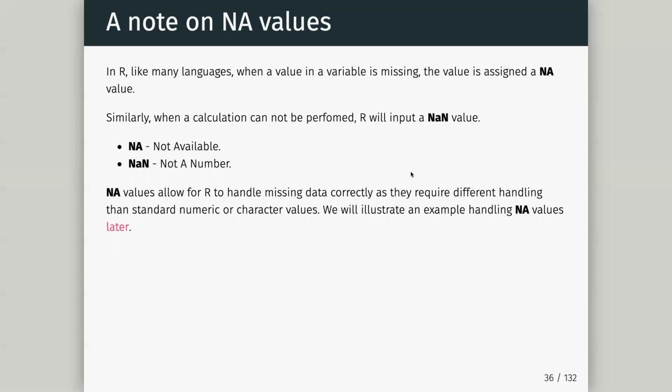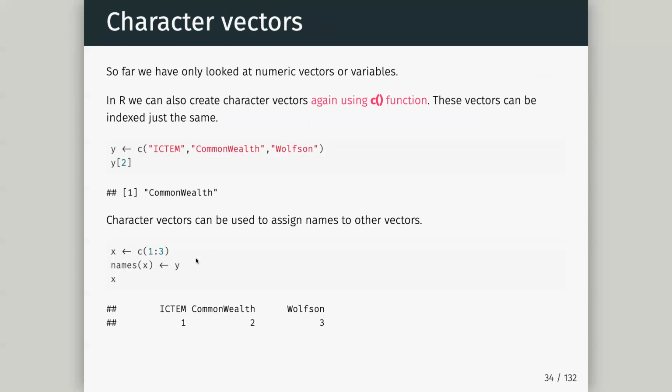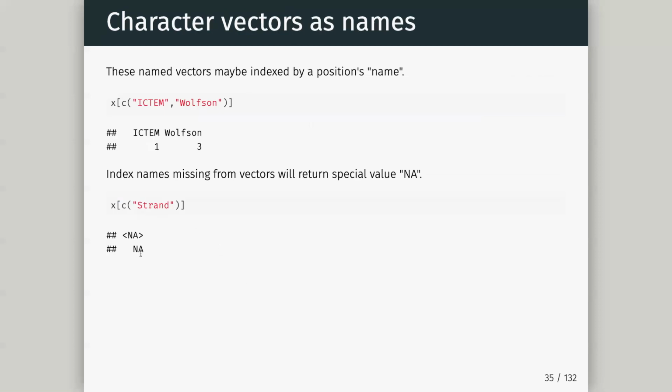So later on in the class, I've got a link here to somewhere, we're going to learn how to deal with these times that we get NA values, when we have missing data. But in this case, I'm asking for an index or a position in my X which doesn't exist. I've only got names ICTEM, Commonwealth, Wolfson, and when I do it, it returns this not available. It's not there in the list.